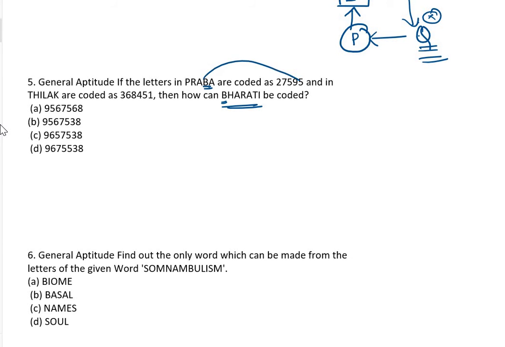B is 9. Okay, so we start with 9. 9 is correct. And then H, the second one, is 6. So with 6, these two options are not possible. No need to check this one, whether it is the first one, C or D. Third one A, Prabha, A. Last one, 5. R is represented by the second one, 7. So C is the answer. 9657. Okay.